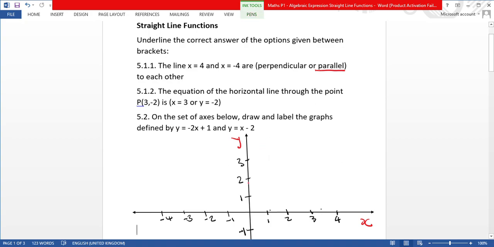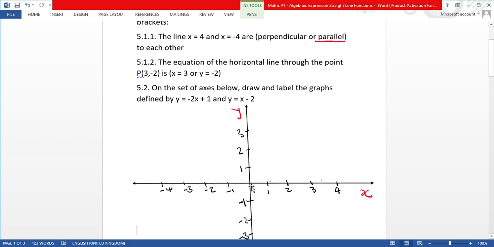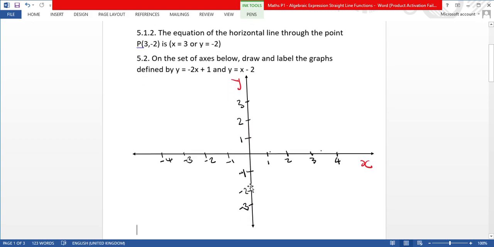Let's answer. So basically, let's first start by plotting point P. We've been given the coordinates for point P, so it shouldn't be difficult to plot. So 3 is our x coordinate, and then we've got y. So point P should be somewhere here, and then you've got 3 here, then you've got minus 2 there. So that's going to be point P.